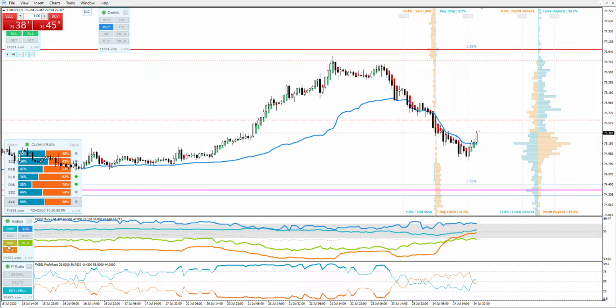I'll include the MyFX book, which is what we use our data for on the spreadsheet. Watch that. That tends to lead the others for some reason. I'm not entirely sure why. If it goes up, it's bearish. Okay.